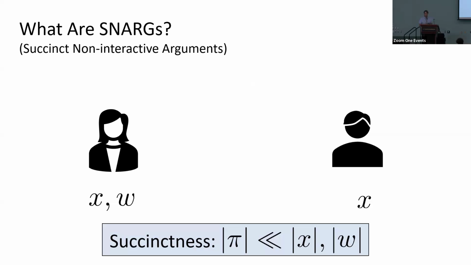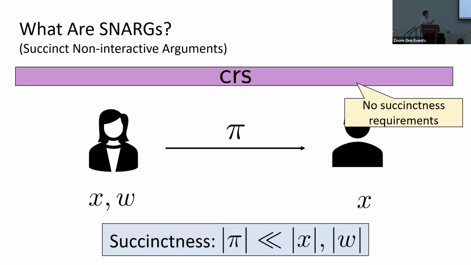So we'll repeat a little bit of the background from the last talk. So what is a SNARG? A SNARG allows Alice to send a short proof of some NP statement to Bob, where again, the proof is much shorter than either the statement length or the witness length.